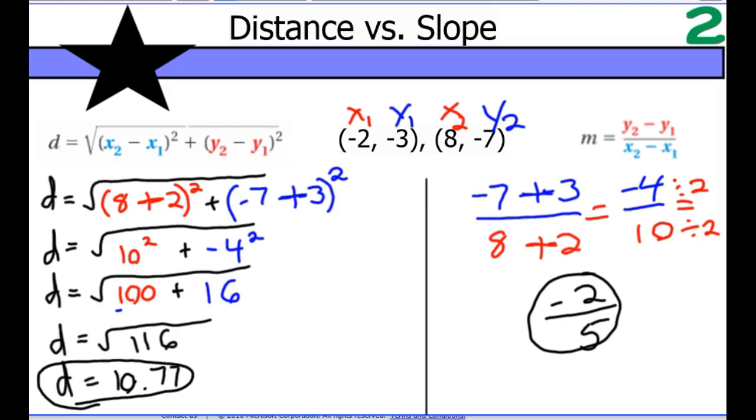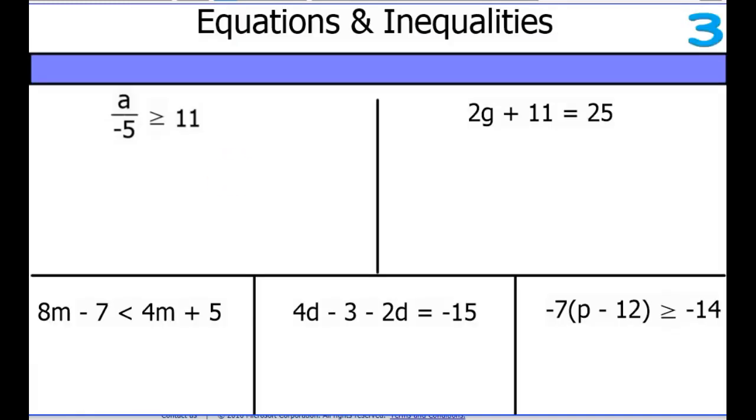Now we're going to move on, so now we're doing equations and inequalities. So first one we need to look at is this one. We have a over negative 5 is greater than or equal to 11. So this one's going to be an inequality because it has this symbol. So what we're going to do is try to get a by itself. So a divided by negative 5. We have to undo division, which is multiplication, and we're going to multiply by negative 5. So then we get a.